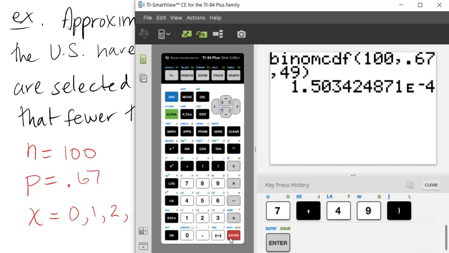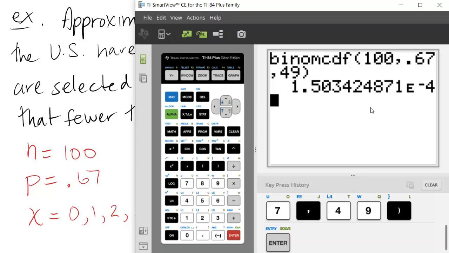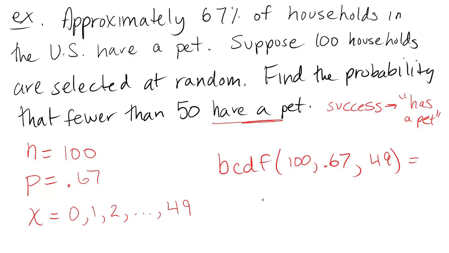Enter, and we get a really small probability. Notice that this is in scientific notation. That says move the decimal point 4 places to the left, so you're actually going to get 3 zeros, and we'll just stop at the 1.5. This is around 0.00015, which is around 0.015%.